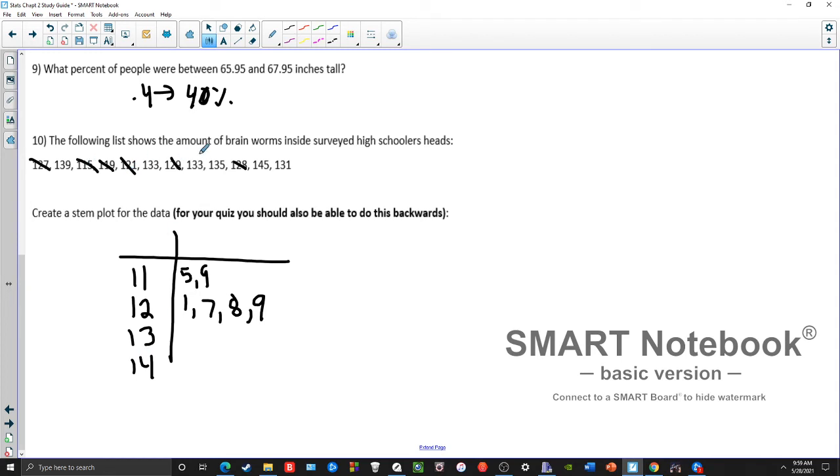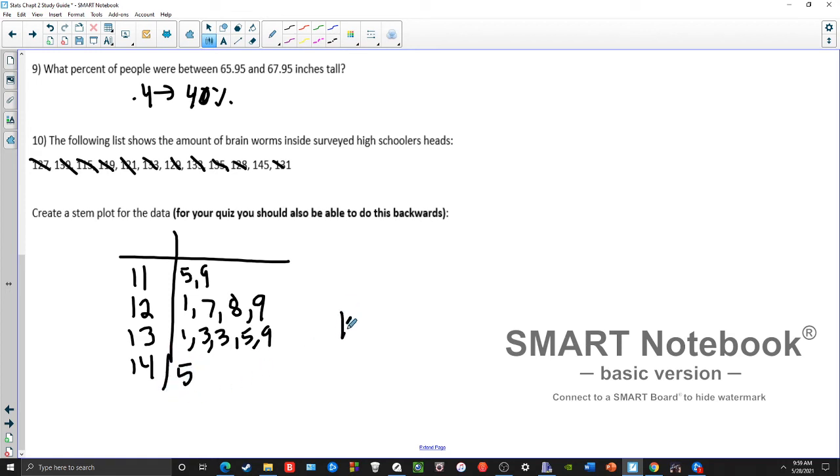Now for the 13s. So 131, 133, 135, and 139. Whoops, there's two 133s. I almost missed that. So you do have to count the double ones. Remember, a stem and leaf plot shows all the data points, even the repeats. So two 133s, and then a 5, and then a 9. And there's only one 14.